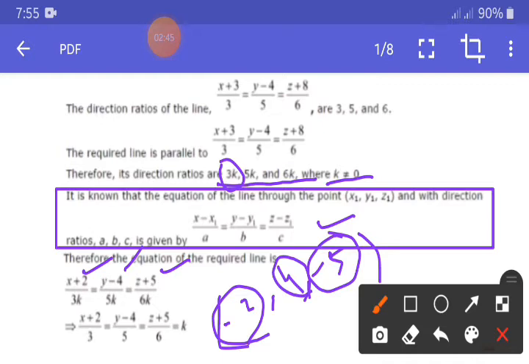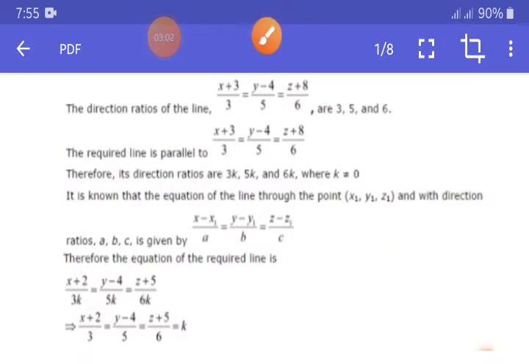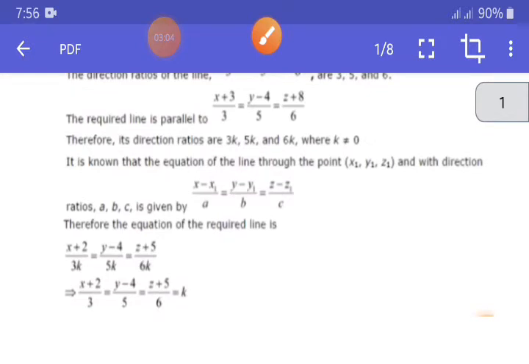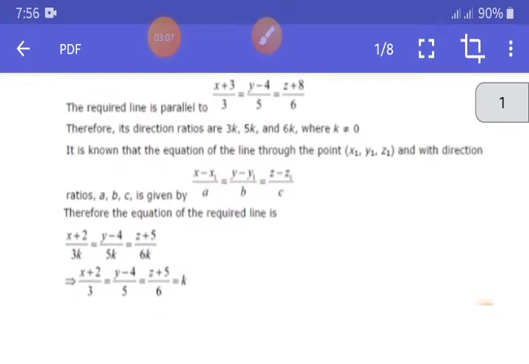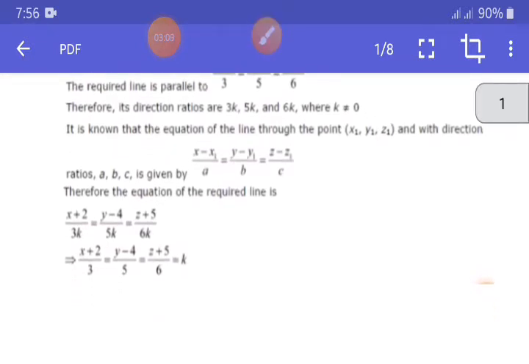Now multiplying by k, we get (x + 2)/3 = (y - 4)/5 = (z + 5)/6 = k. All are equal ratios, which is the required equation of the line.